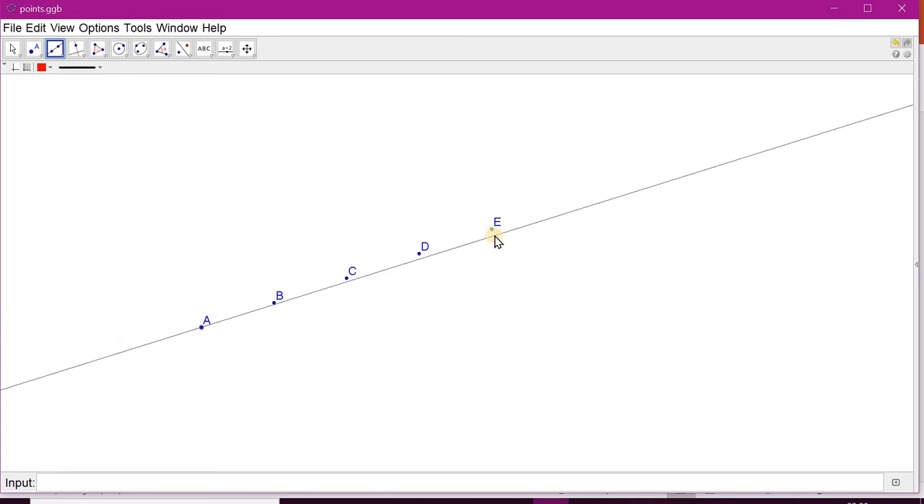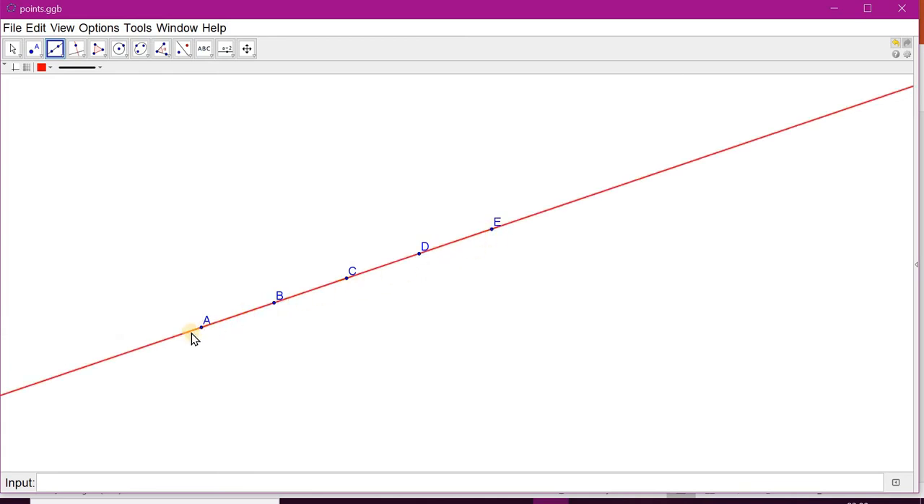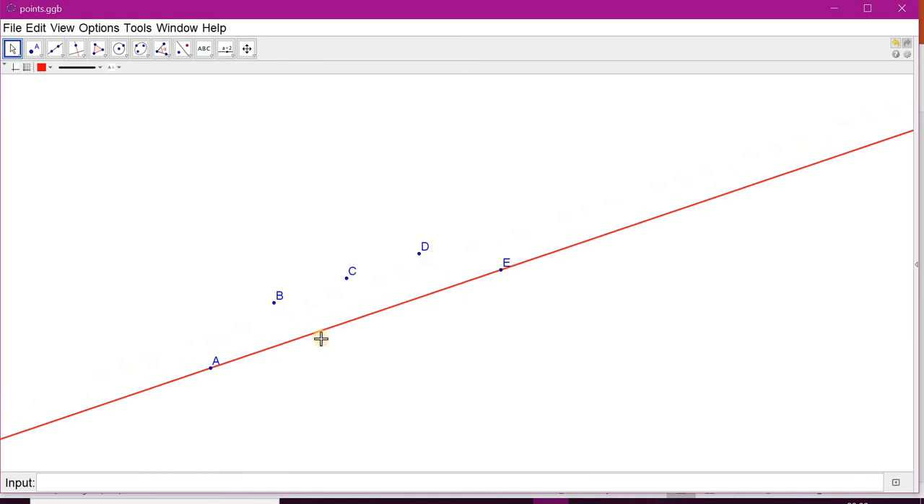If I take point A and E, we see that the line contains all the given set of points, that is points A, B, C, D and E are all contained on this line. So such points are called collinear points. Now if I move this line, let's see what happens. If I take this line and move it, now the line does not contain points B, C and D. Therefore, now these points are called non-collinear points.